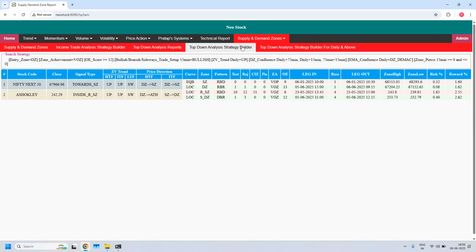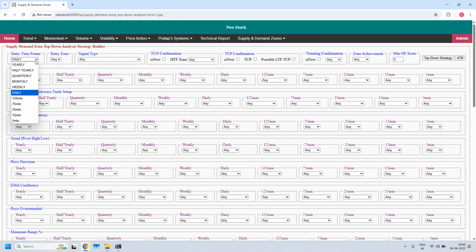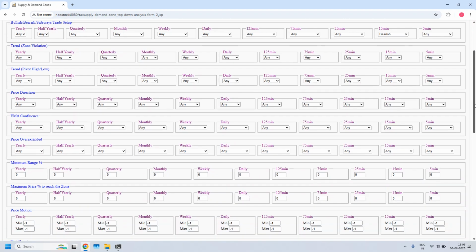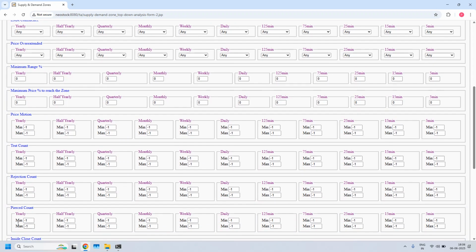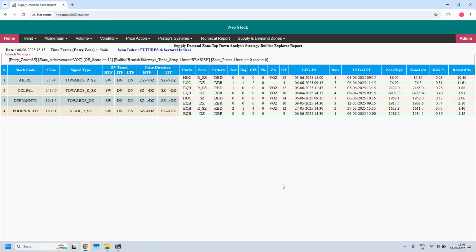Next, bearish trade setup for daily income trade. Entry time frame 15 minutes. Entry zone, supply zone. In bullish or bearish or sideways at 15 minutes, I am selecting bearish. Zone achievement violated opposing zone. Minimum order enhancer score 12. And also the 15-minute supply zone should not be pierced. So in the pierced count at 15 minutes time frame, minimum value 0, maximum value 0. So with these filters we got 4 stocks supporting bearish trade setup for daily income trade.